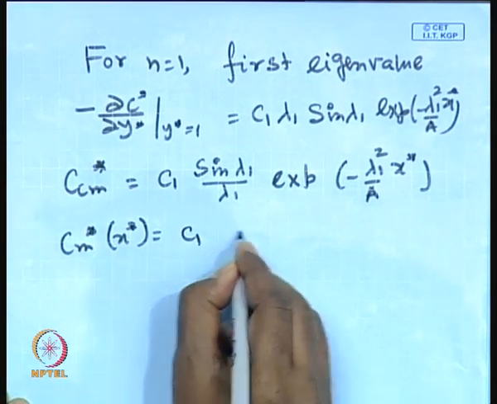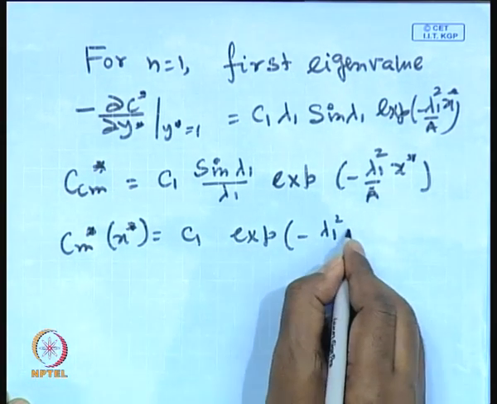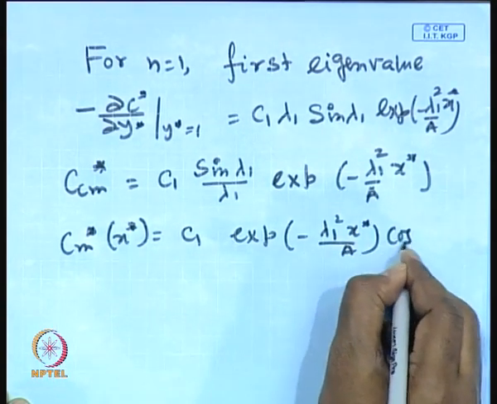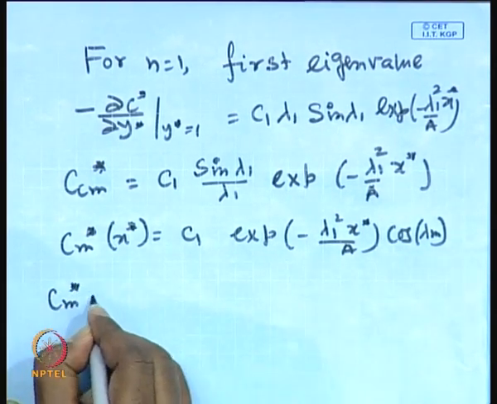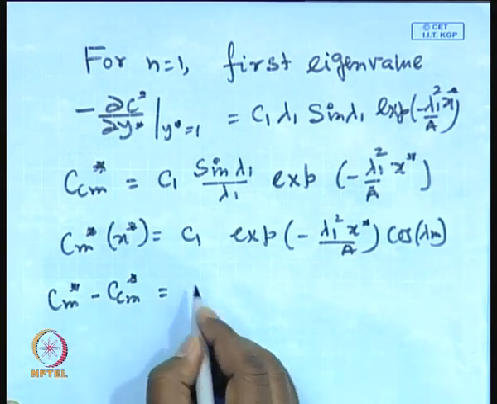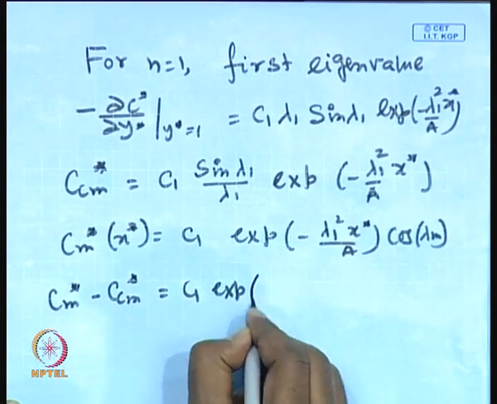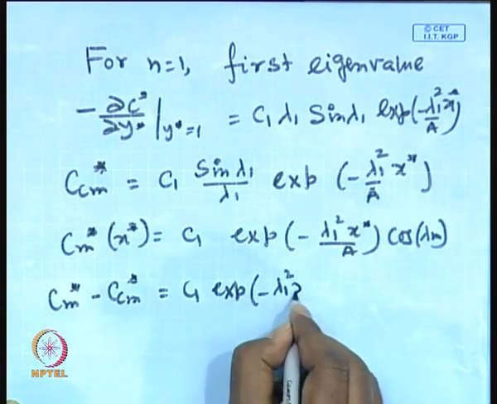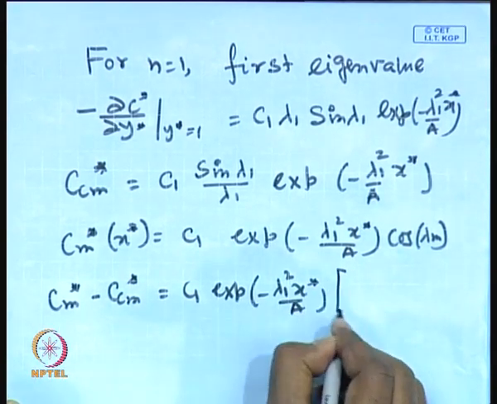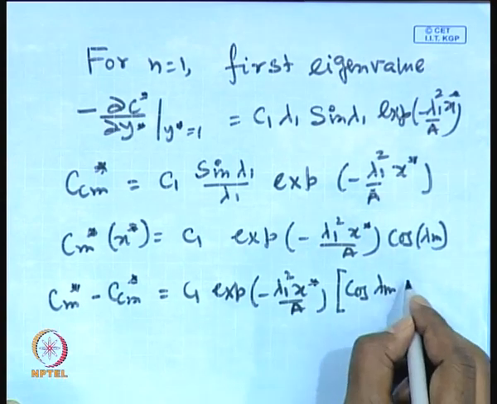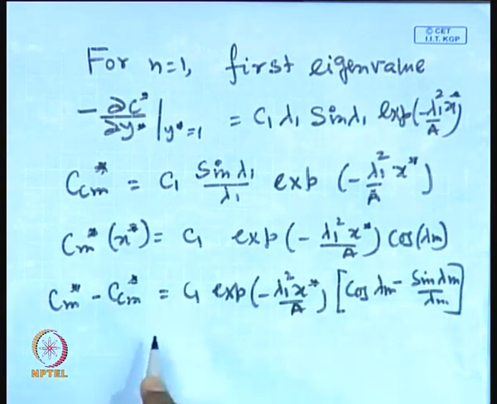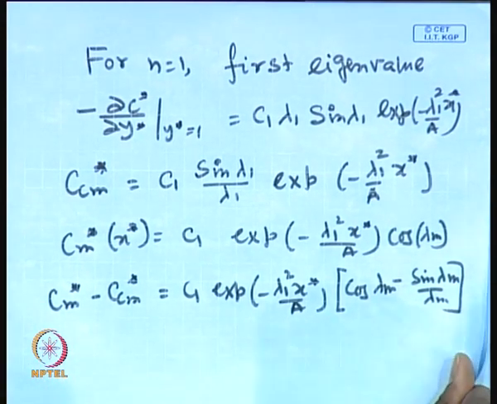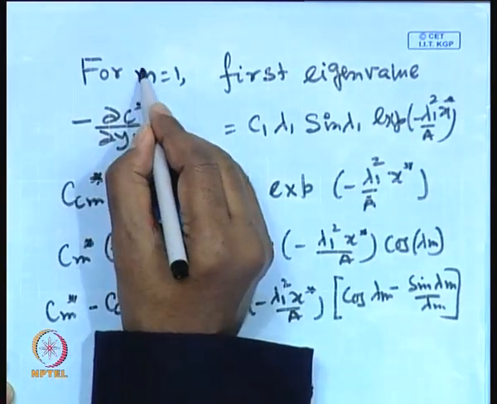So, c star at y star equal to 1 becomes c 1 exponential minus lambda 1 square x star over a cosine lambda 1. Now, c star minus the cup mixing concentration becomes c 1 exponential minus lambda 1 square x star over a times cosine lambda 1 minus sin lambda 1 over lambda 1. Now, we put all the values in the definition of the Sherwood number, and then you will land up with the Sherwood number for m equal to 1, that is the first eigenvalue.